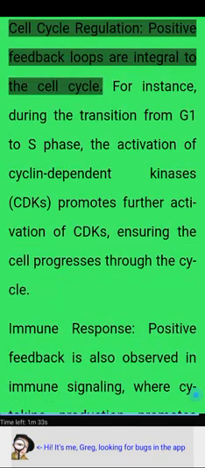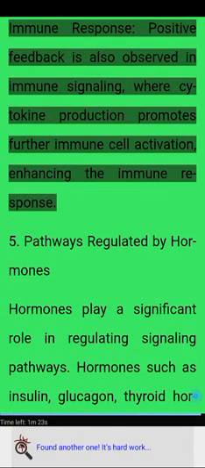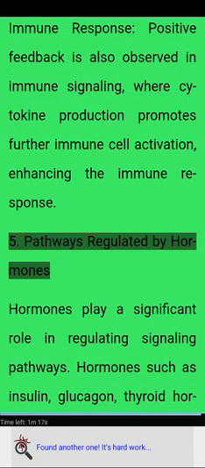Examples include cell cycle regulation. Positive feedback loops are integral to the cell cycle. For instance, during the transition from G1 to S phase, the activation of cyclin-dependent kinases (CDKs) promotes further activation of CDKs, ensuring the cell progresses through the cycle. Immune response. Positive feedback is also observed in immune signaling, where cytokine production promotes further immune cell activation, enhancing the immune response.